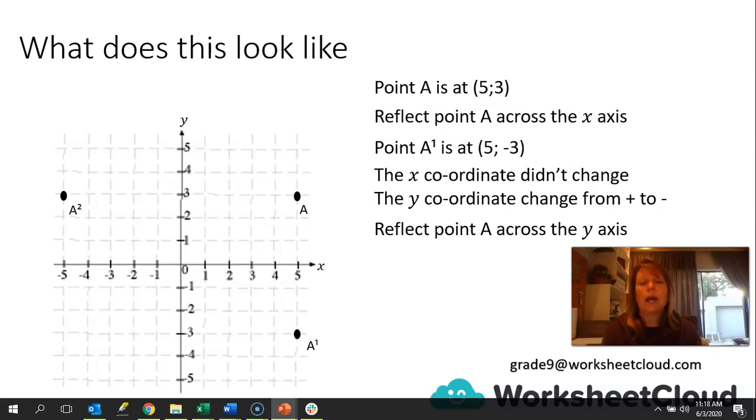So that becomes A2, point A2. It's the second reflection that we've done from point A1, or from point A. So we first went to point A1, which is across the x-axis. X value stayed the same, y value changed from a positive to a negative. Then we went across the y-axis, so our x value changed from a positive to a negative, and our y value stayed exactly the same. You can see this is in line with the x value, and that is in line with the y value.